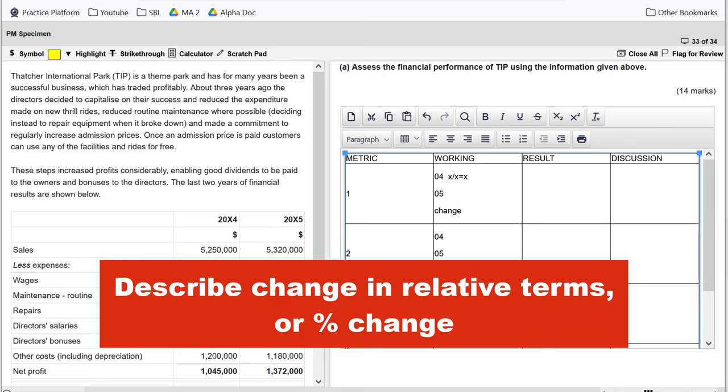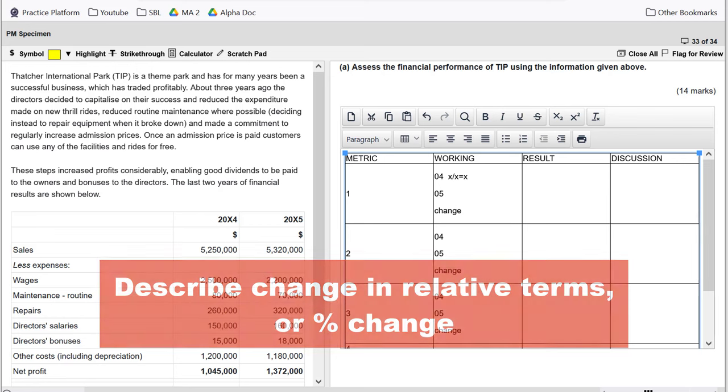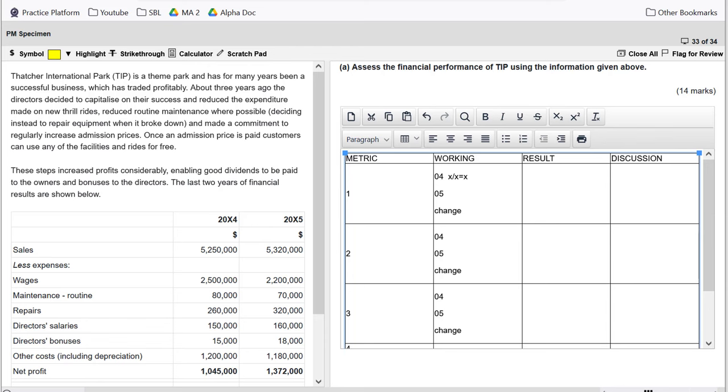Also, extremely important, when you are expressing a change, do it in relative terms. Express the change in percentage terms, not in percentage points. So if missed deliveries went from 10% to 20%, that is a 100% increase. Don't talk about a 10 percentage point increase. The marking team has indicated in the examiner's reports they only give credit when you describe change in relative terms.